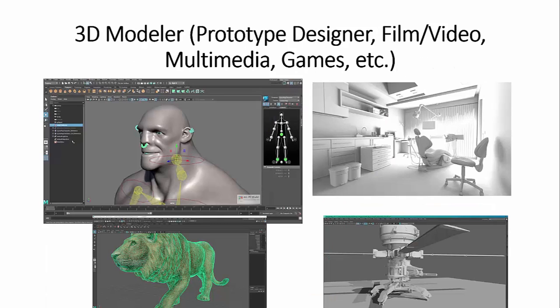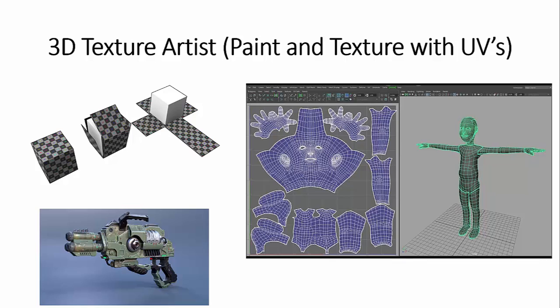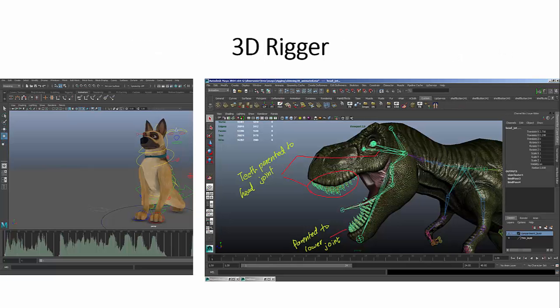And then you have the 3D modeler, which is all-encompassing for lots of industries, whether it be for design, film, video, multimedia, games, prototyping, etc. There are so many avenues for 3D modeling. 3D texture artists actually unfold the UV maps and lay them flat. You can see on the left, the cube is being unfolded and laid out into a grid. On the right, you can see the figure, and then its components of the UV on the left. And then there's a textured weapon at the bottom there from a game.